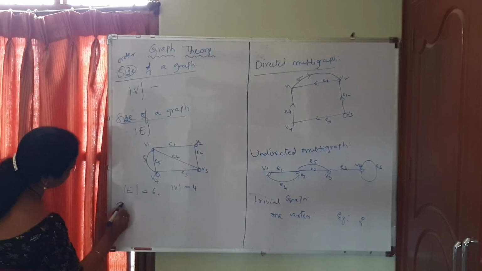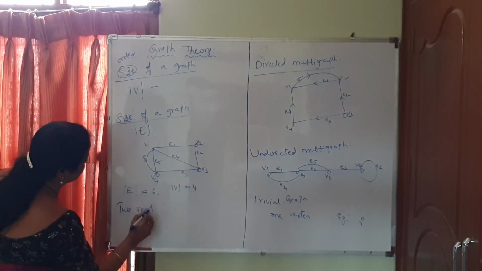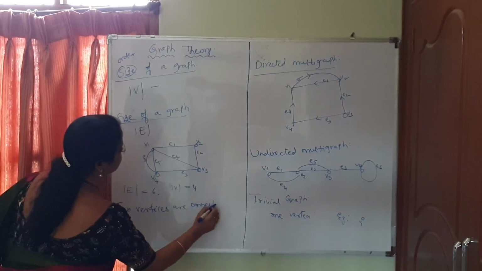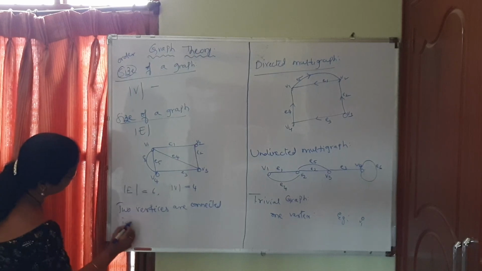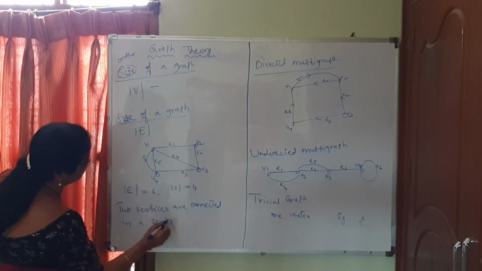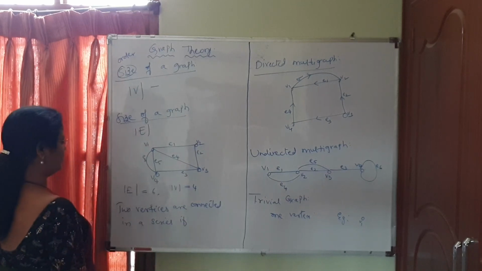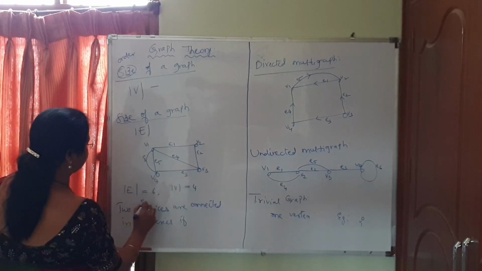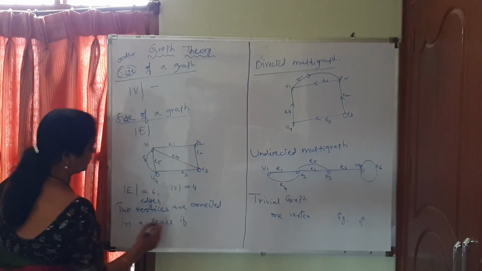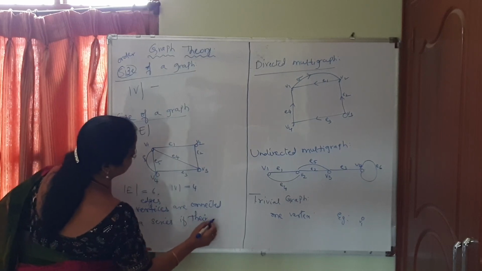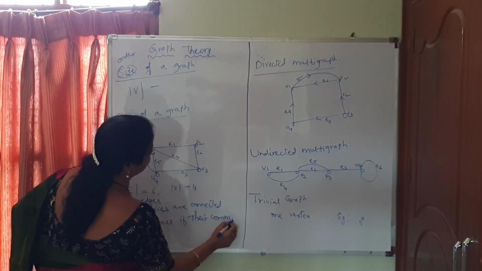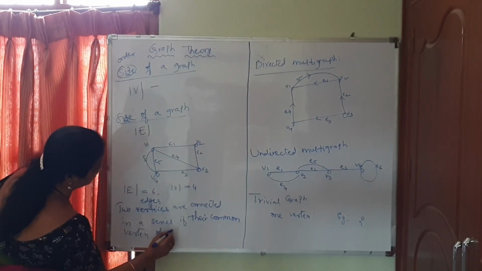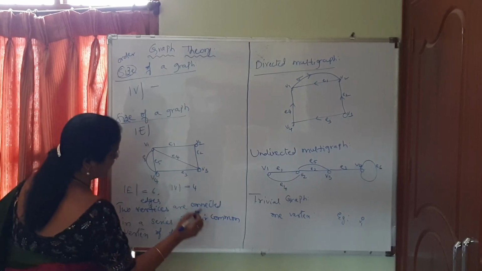And we say that two edges are connected in a series if their common vertex is of degree 2. Common vertex is of degree 2.